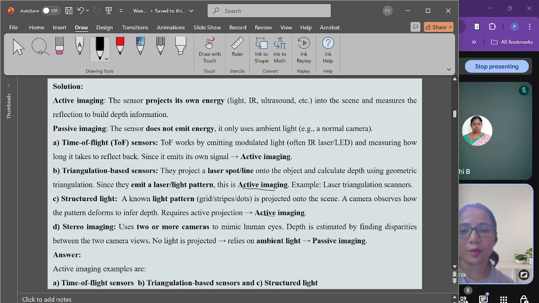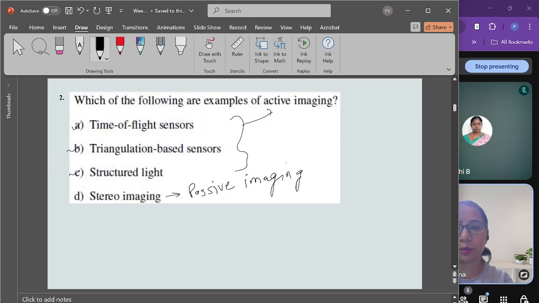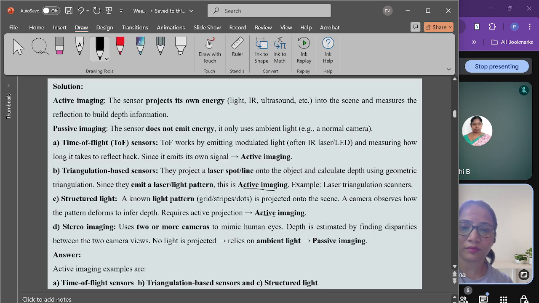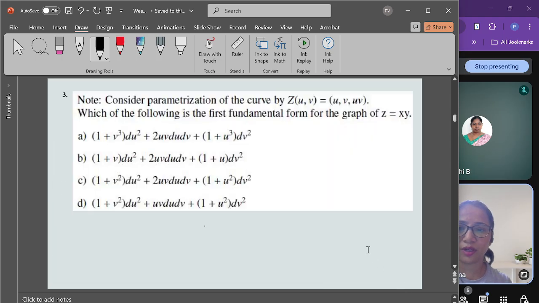So examples of active imaging are time of flight sensors, triangulation laser sensors, and structured light. So A, B, and C are the correct answers for this question. I hope you understand. Now moving to the next question.